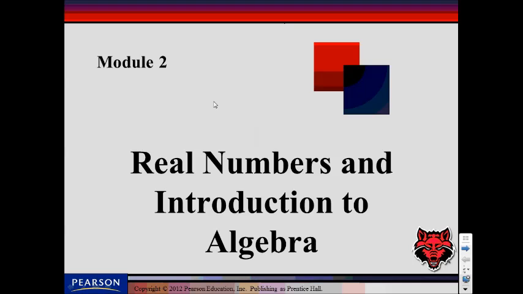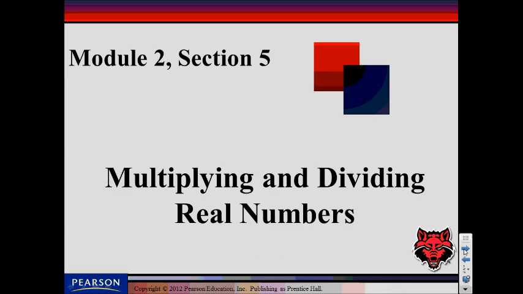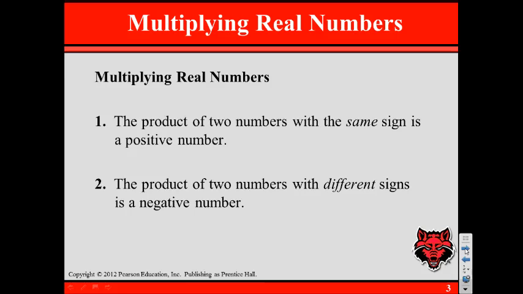In Module 2, Section 5, we're going to discuss multiplying and dividing real numbers. The product, remember product is the multiplication, the product of two numbers with the same sign is a positive number. Those two signs can both be positive, they can both be negative, but the result will be a positive number. The product of two numbers with different signs is a negative number.